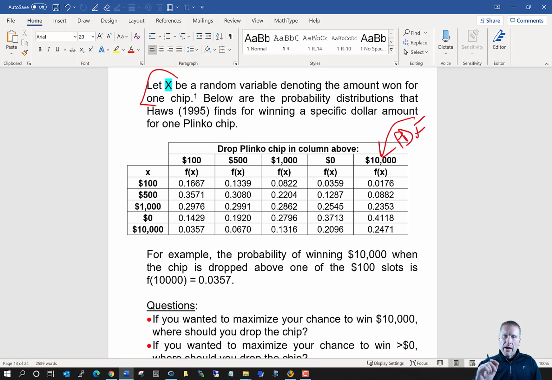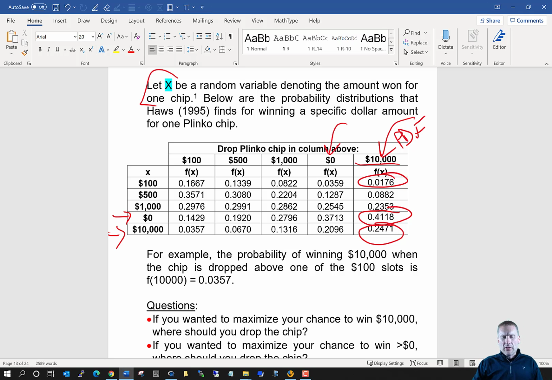So if I drop it right in the middle of the board, right above the $10,000 spot, the probability that X, the amount that I actually win, is $10,000 is about 0.25. What's the probability that I win $0? It's about 0.41, so a significantly high probability. What's the probability that the chip ends in the $100 slot? Well, it's about 0.02.